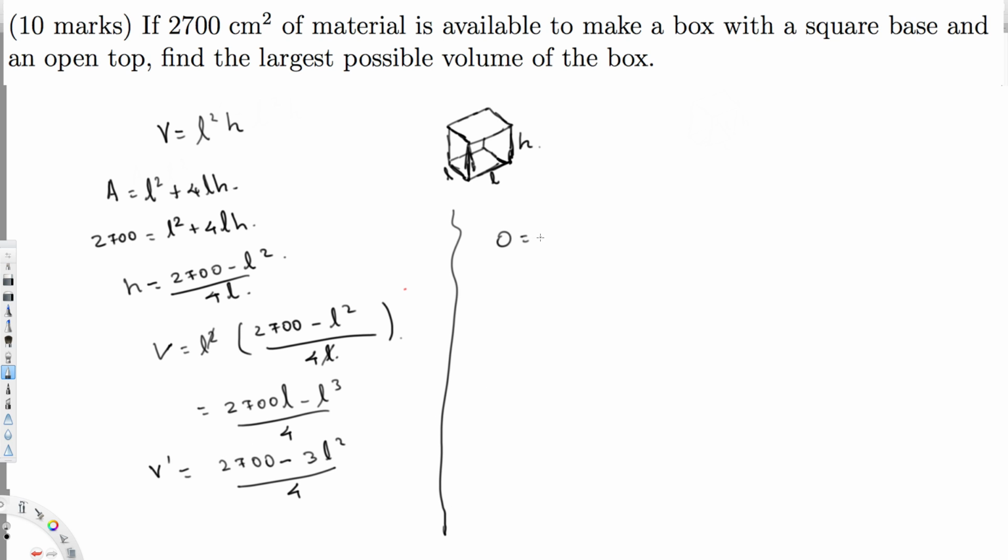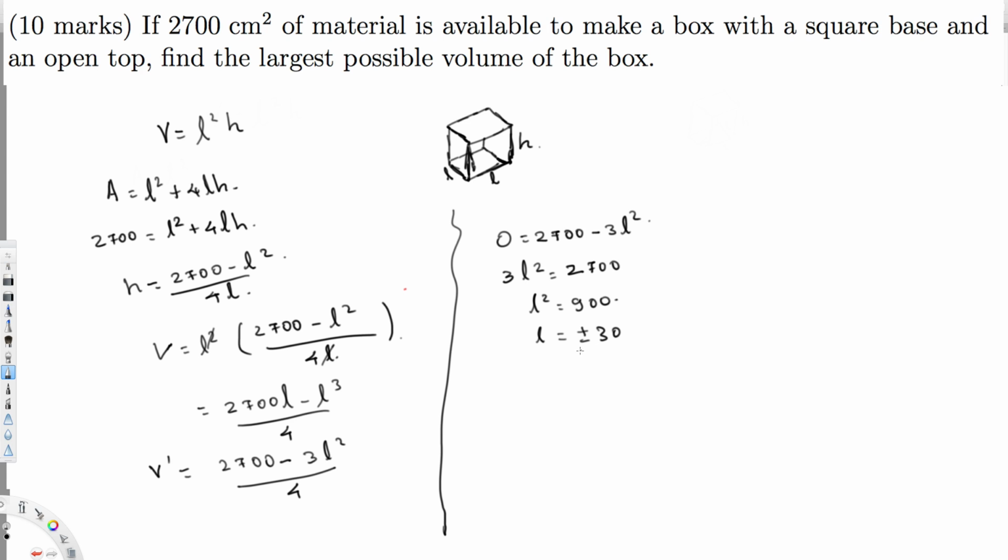If I equalize 2700 minus 3L squared to 0, the bottom will be cancelled, because if you multiply 4 by 0, it's going to become 0, right? So we don't have to worry about the bottom right now, and we can rearrange this equation to find L. So 3L squared is going to be equal to 2700, and if I divide this by 3, it's going to give me 900. If I find the square root of this, it's going to be plus or minus 30. So that's my L value.